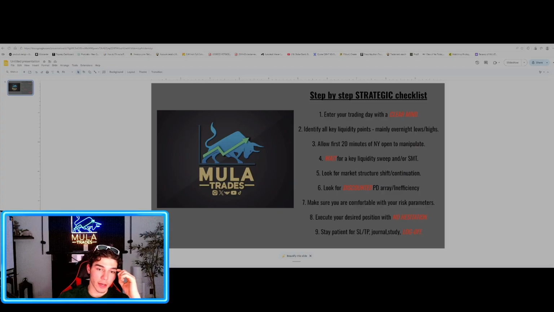All right. Now, getting into step 2. You have to identify all key liquidity points, mainly overnight lows and highs. This is pretty much how I start off my morning. So I get right over to my desk and identify those key liquidity points. I'm going to show you guys an example very quickly.